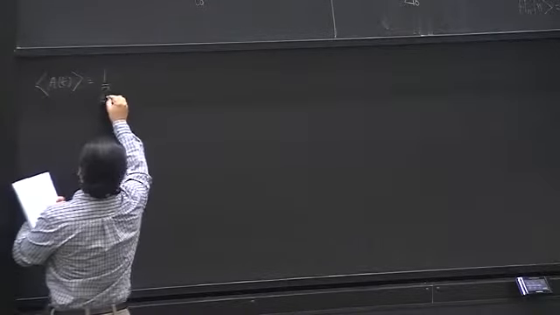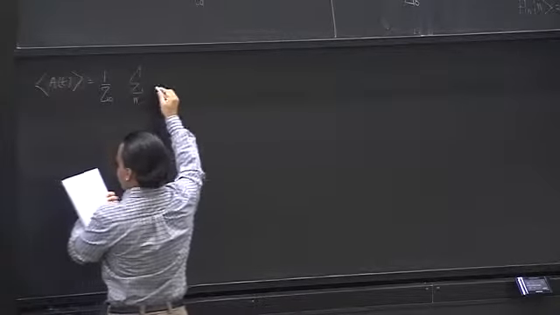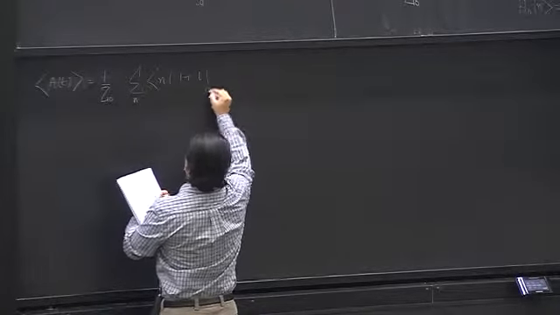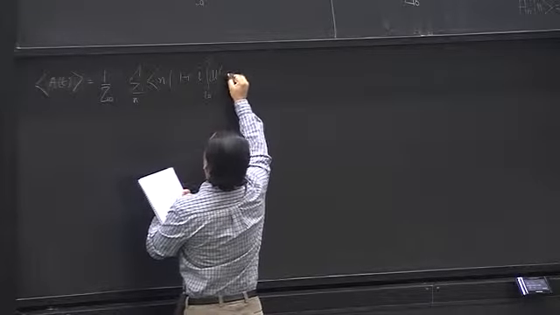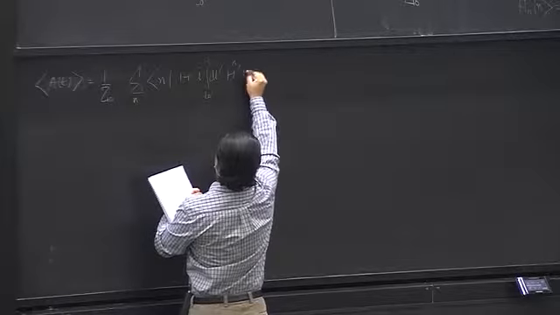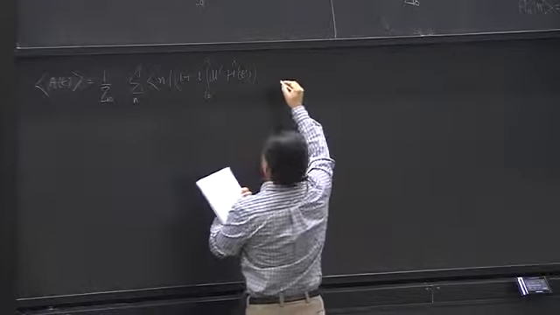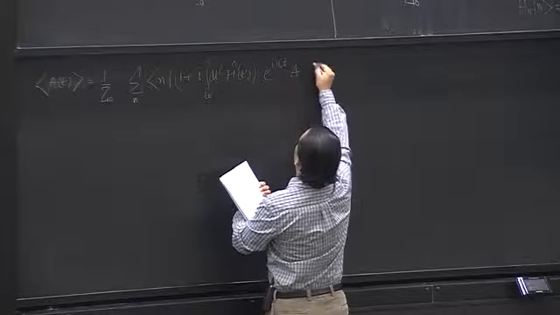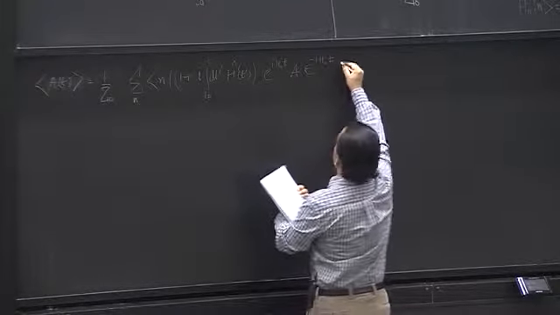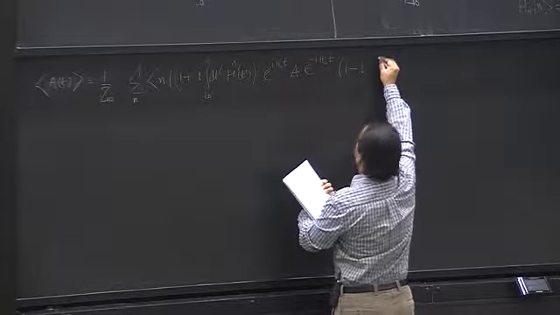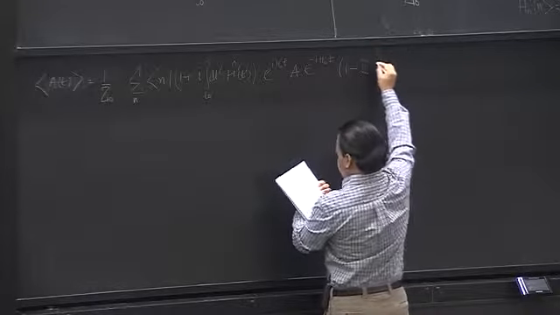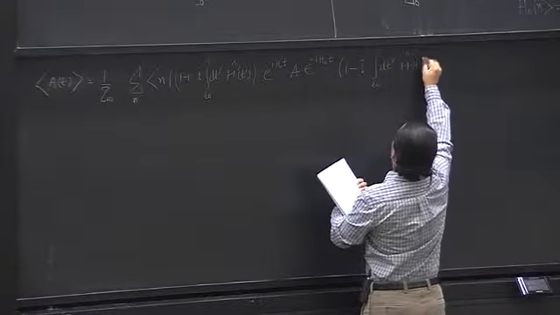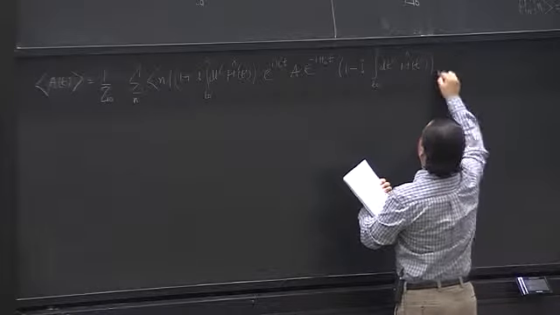What this is: sum over n, the state n, 1 plus i integral from t naught to t dt prime, this interaction h prime t prime, e to the power i h naught t, A, e to the power minus i h naught t, 1 minus i integral from t naught to t dt double prime h prime t double prime, times n.